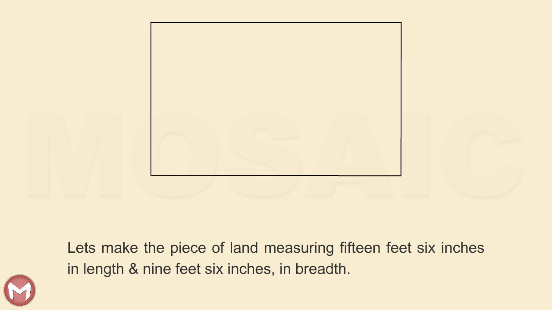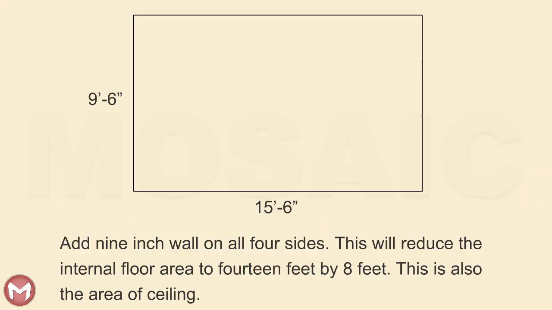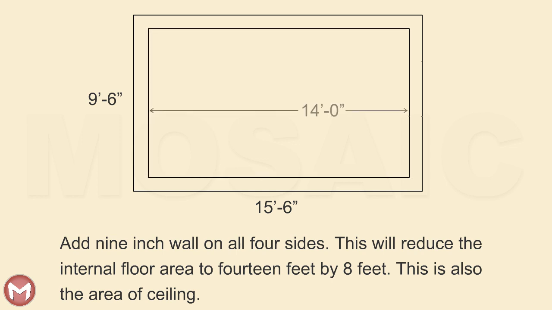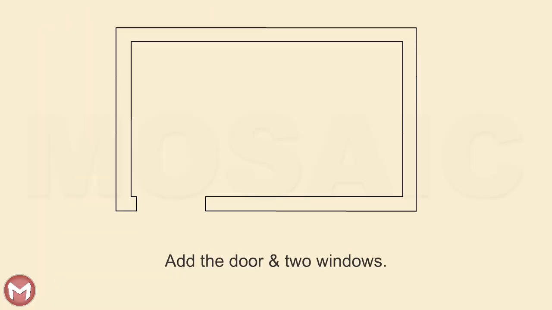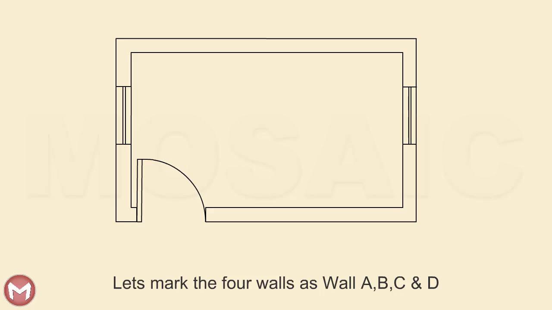Let's make the piece of land measuring 15 feet 6 inches in length and 9 feet 6 inches in breadth. Add 9-inch wall on all 4 sides. This will reduce the internal floor area to 14 feet by 8 feet. This is also the area of ceiling. Add the door and 2 windows. Let's mark the 4 walls as wall A, B, C, and D.